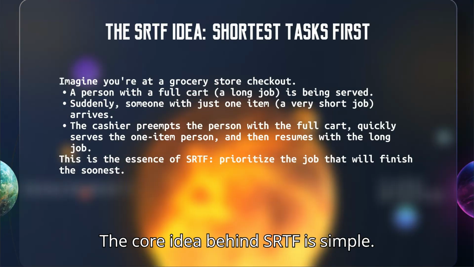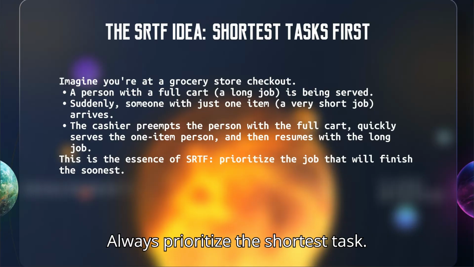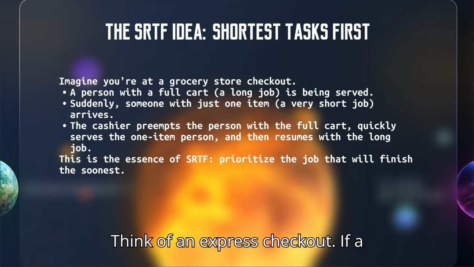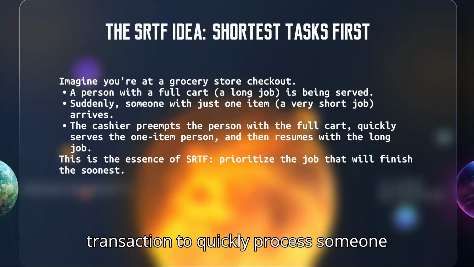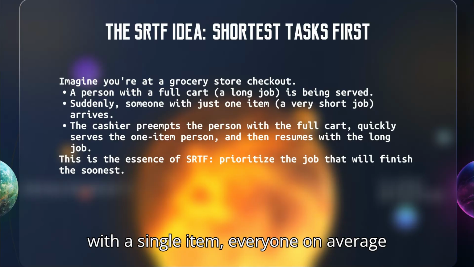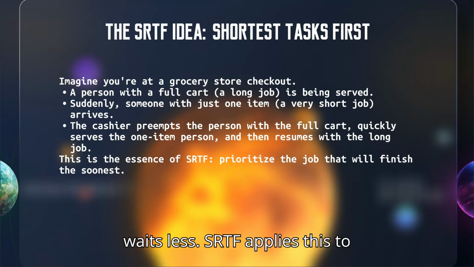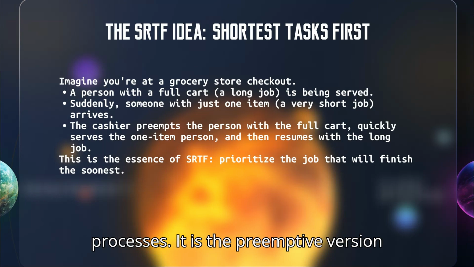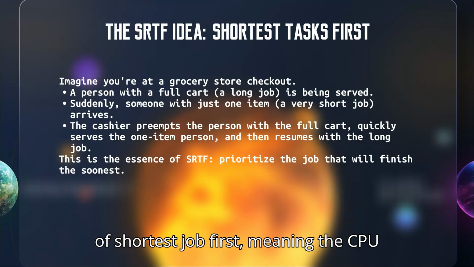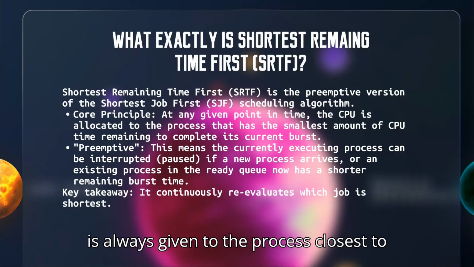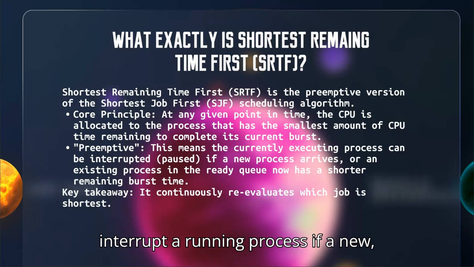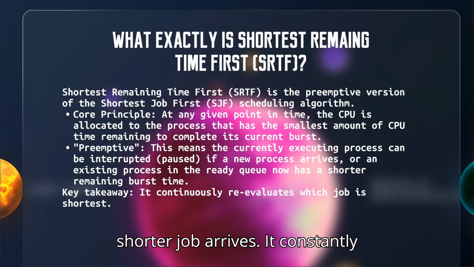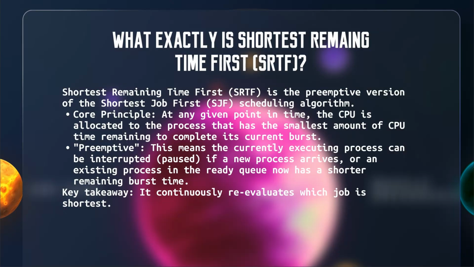The core idea behind SRTF is simple: always prioritize the shortest task. Think of an express checkout. If a cashier can briefly pause a long transaction to quickly process someone with a single item, everyone on average waits less. SRTF applies this to processes. It is the preemptive version of shortest job first, meaning the CPU is always given to the process closest to finishing its current burst, and it can interrupt a running process if a new, shorter job arrives. It constantly reevaluates the shortest path.